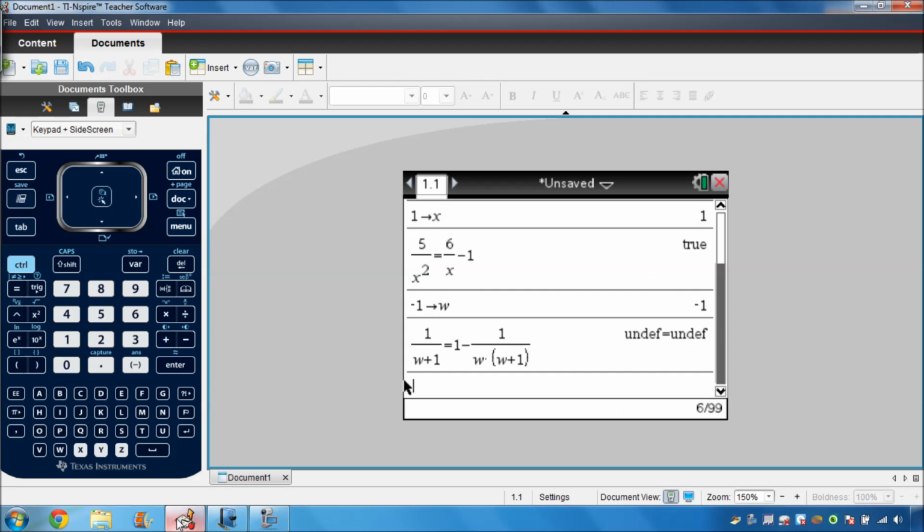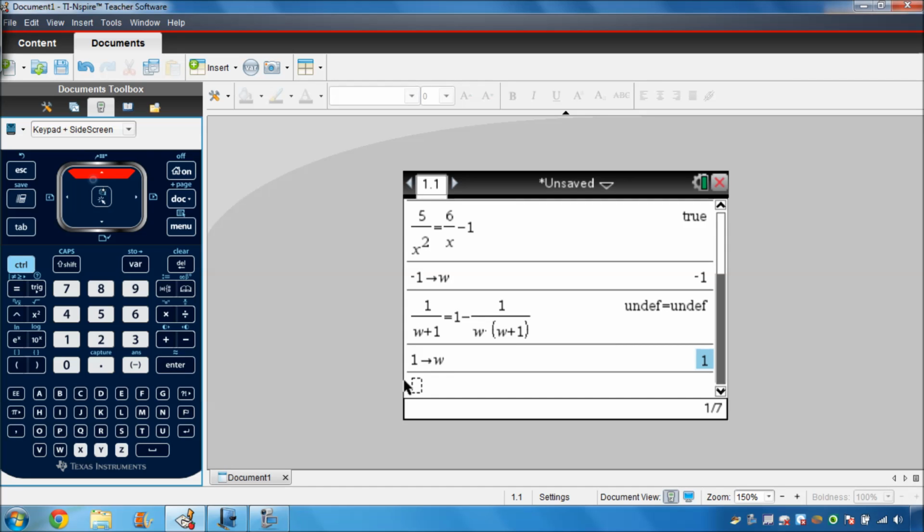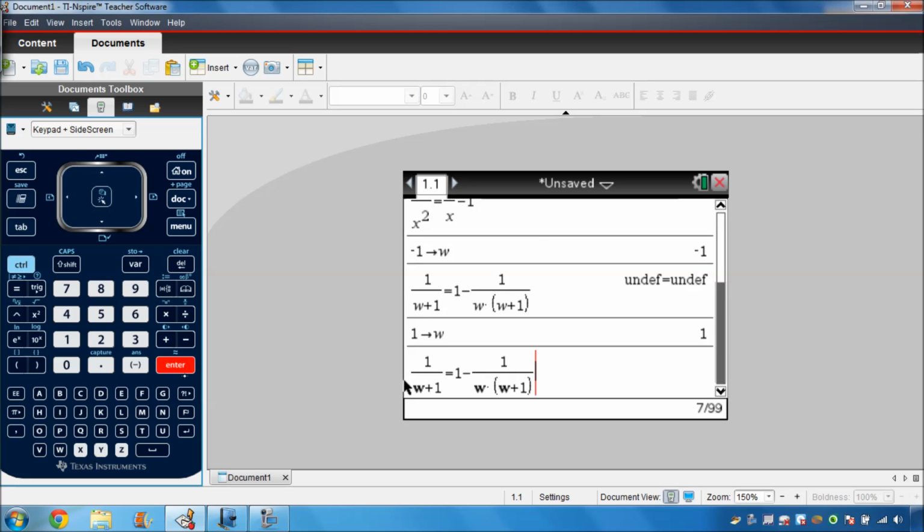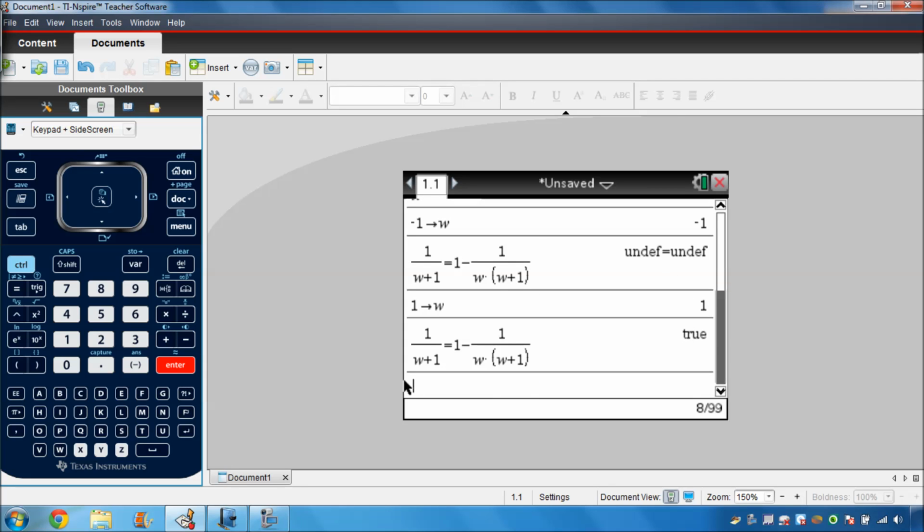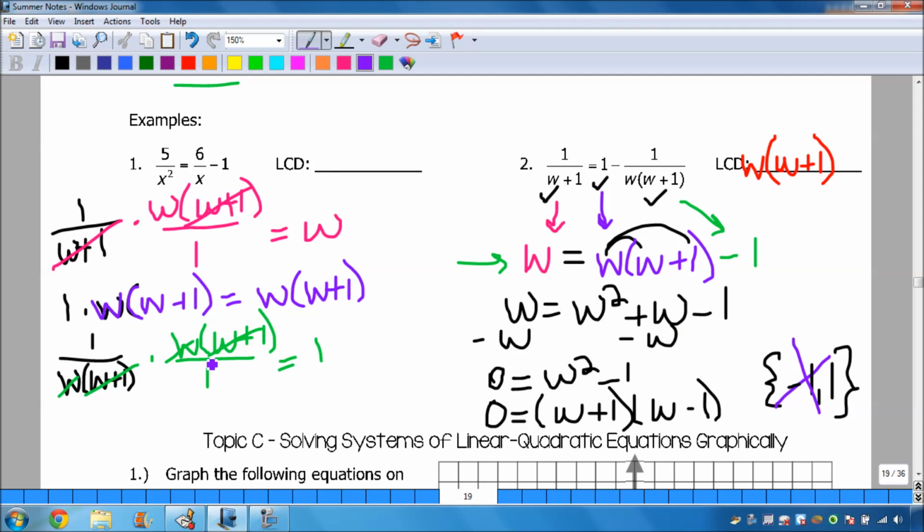Okay, but let's check the 1. If I put the 1 in and store that in as w, press enter, then press the up button so that your equation is highlighted, enter, enter, it's true, so it does work. Which means that my only answer that works for this problem right here is just 1. So my final answer is 1.